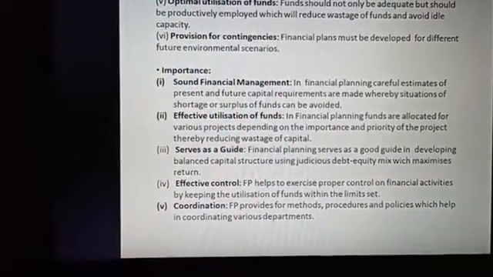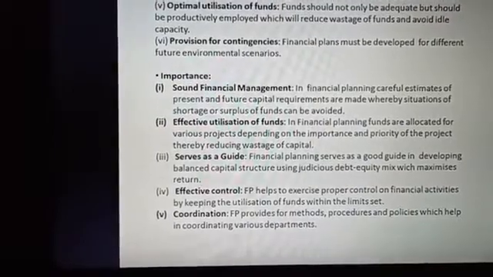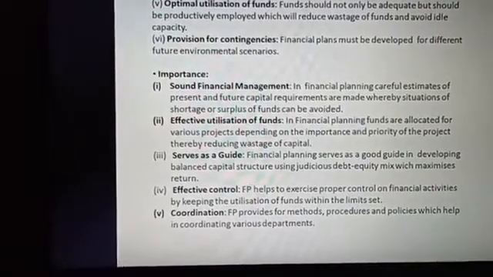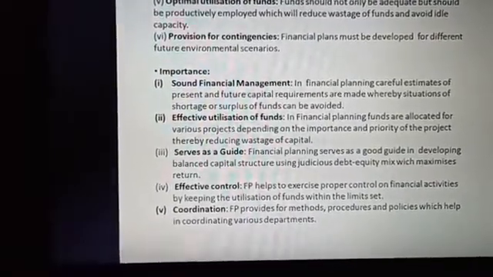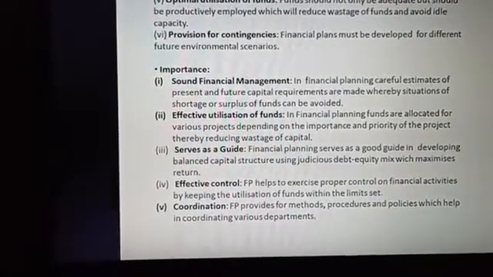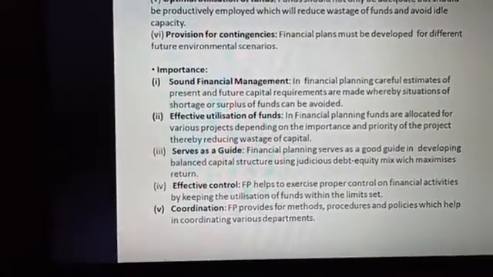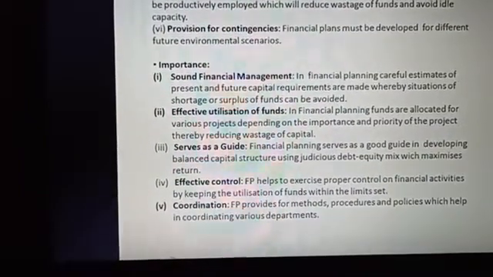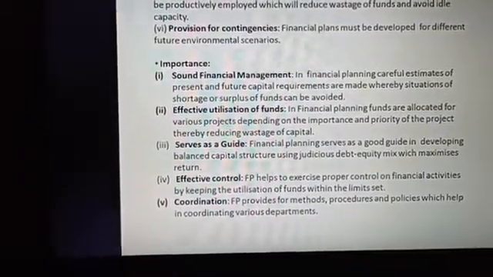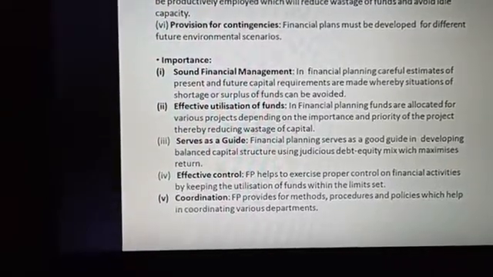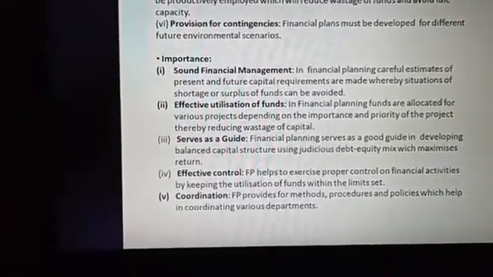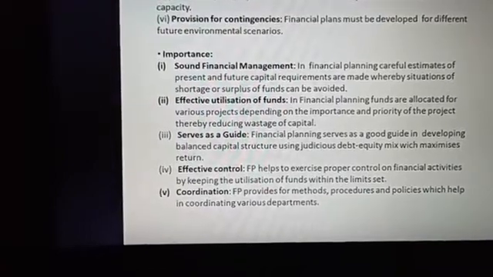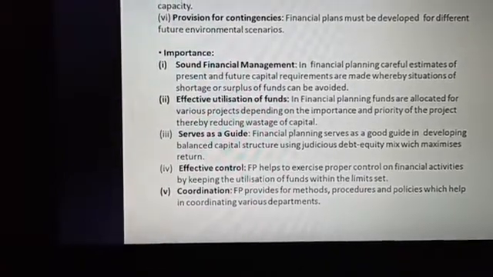Number five, optimum utilization of the funds. Funds should not only be adequate but should be productively employed, which will reduce wastage of funds and avoid idle capacity. Number six, provision for contingencies. Financial plans must be developed for different future environmental scenarios.